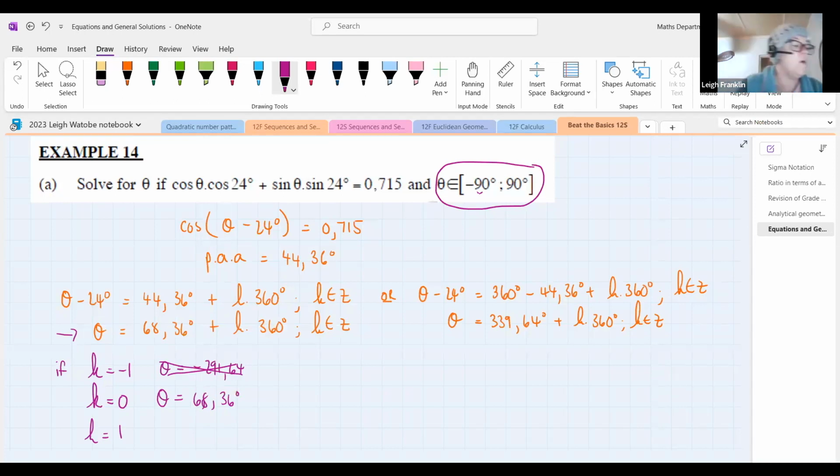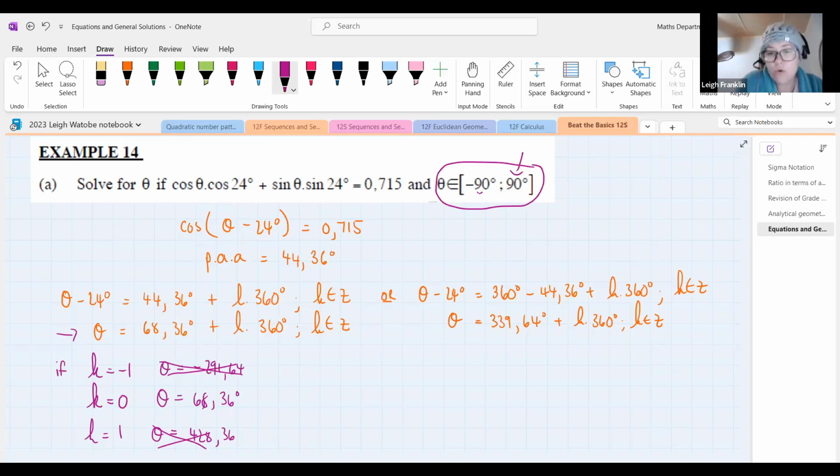If k was equal to 1, we'd say 360 times 1 plus 68.36. And again, we'd get an angle that was too big. Here it would give us an angle of 428.36 degrees, which is much bigger than 90. So that is not a solution in this case either. So we have exhausted all possible solutions using this general solution. Now we need to go to the other one.